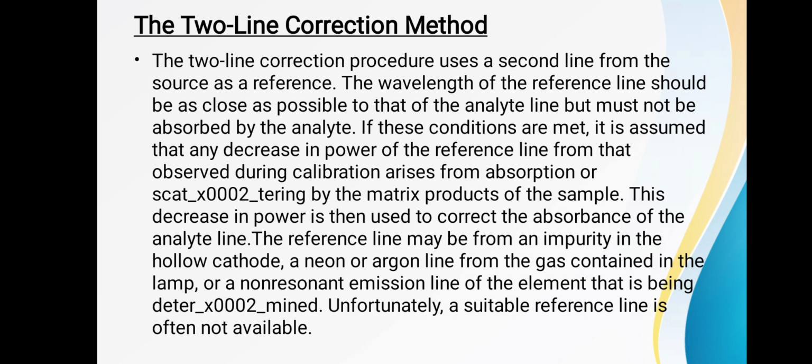The two-line correction method. The two-line correction procedure uses a second line from the source as a reference. The wavelength of the reference line should be as close as possible to that of the analyte, but must not be absorbed by the analyte. If these conditions are met, it is assumed that any decrease in power of the reference line from the value observed during calibration arises from the absorption or scattering by the matrix products of the sample.